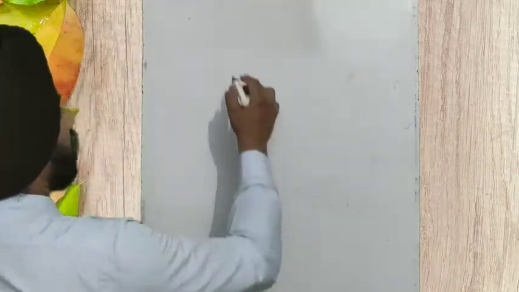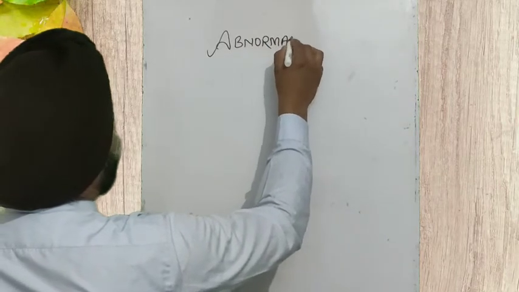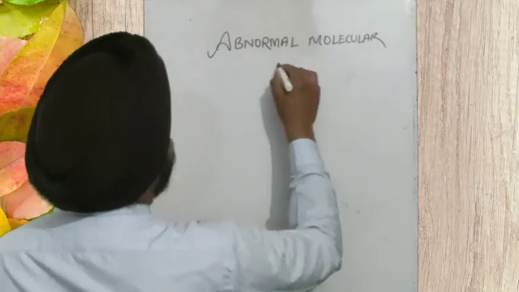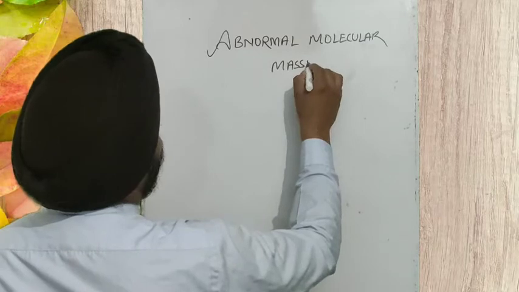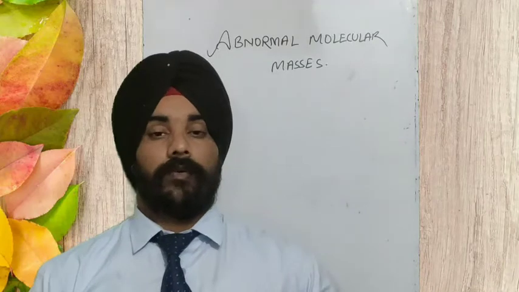Now a problem comes when we add a different kind of solute, one that is going to associate or dissociate when it is added into the solution. So today we are going to talk about abnormal molecular masses. This is today's topic we are going to discuss.